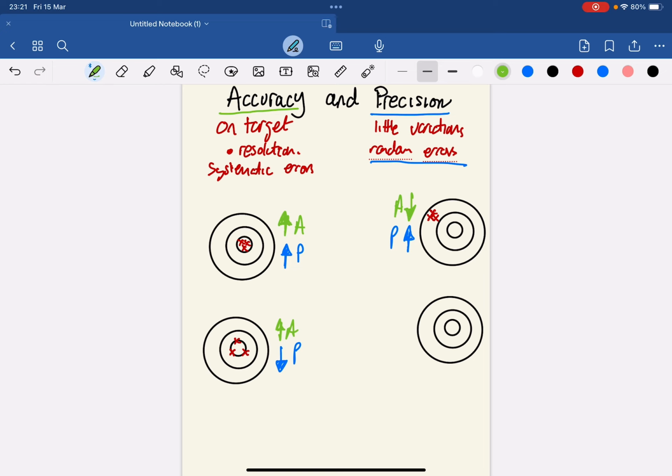And what about if we have a low level of accuracy and it's not very precise either? In this scenario here, they're going to be all over the place. So I hope that makes sense.